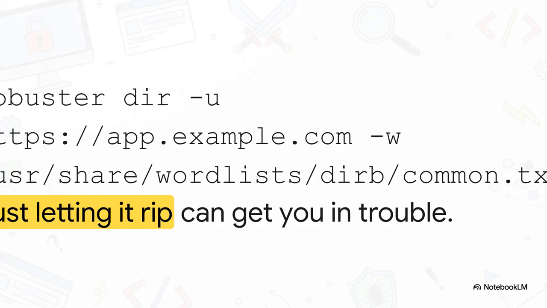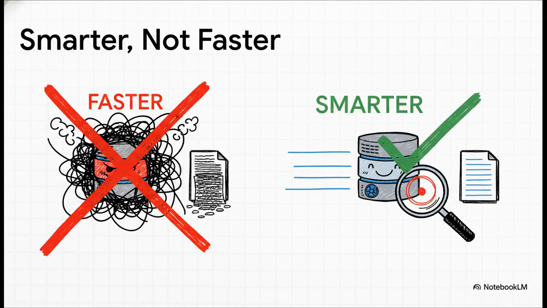And that's fine for a lab, but in a professional engagement, just letting it go is exactly how you find yourself in hot water. And that's the key lesson here. Being a pro isn't about being the fastest, it's about being the smartest. Instead of a massive word list, use a smaller, more targeted one. Turn the thread count down, not up, especially on a live system. The goal here is careful discovery, not an accidental denial of service attack.